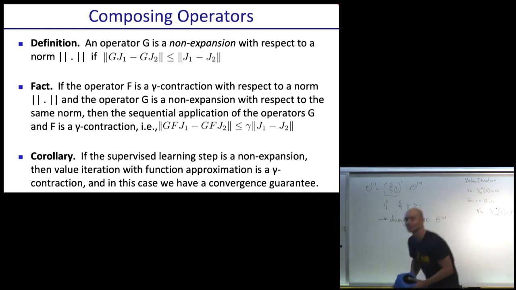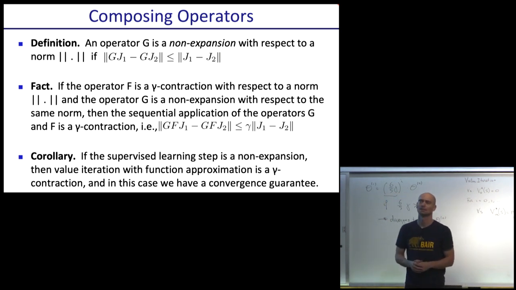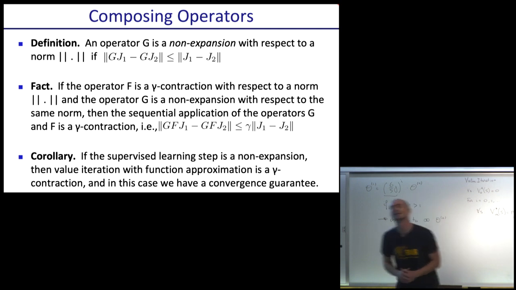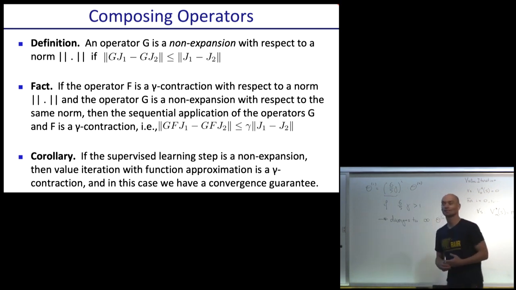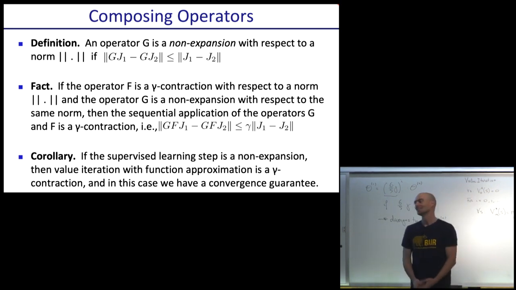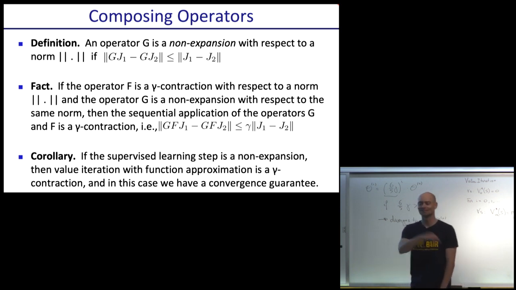Yes. Times it by zero. Say it again? Just multiply it by zero. Multiply by zero, always. That is a great example of a non-expansion and a gamma equals zero contraction. It's like the best convergence properties you could possibly have, except it probably did the wrong thing. Yeah, though it's probably not useful. But yeah, it's a good one. I like it.